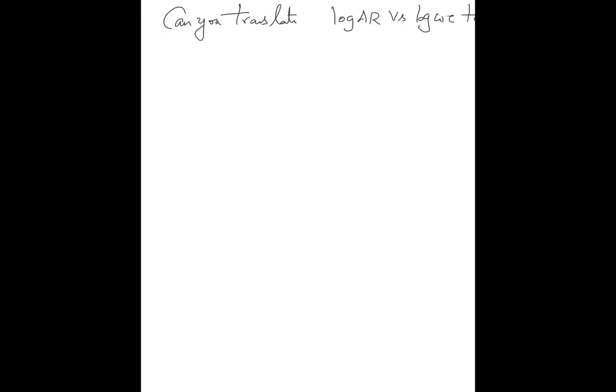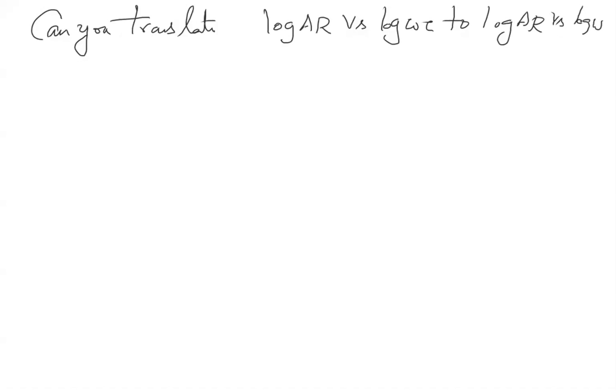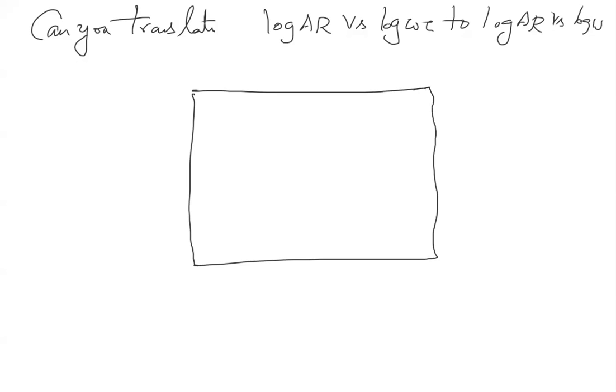So can you translate this graph to log AR versus log omega? So just what happens is, this is omega, this is 1 by tau. When it becomes 1, it becomes 1 by 2. This is 0 to infinity.